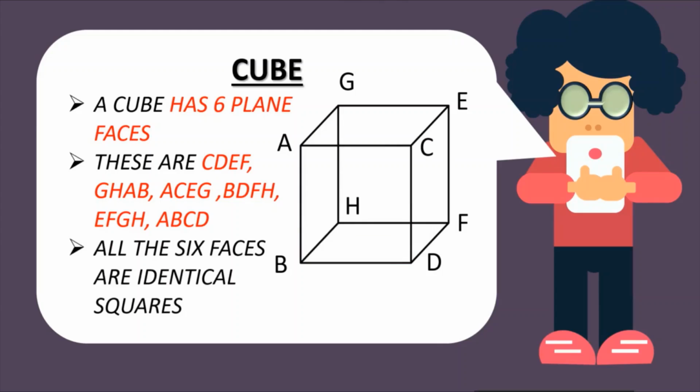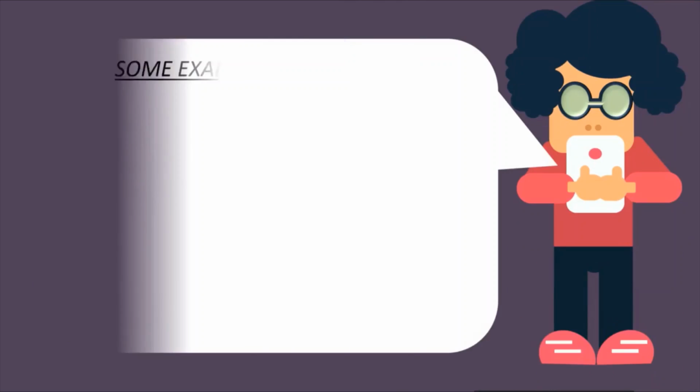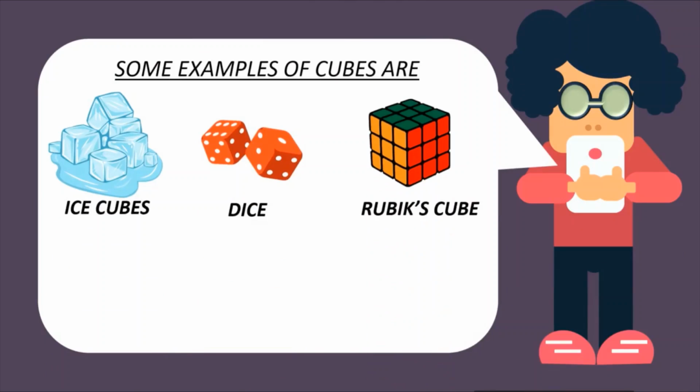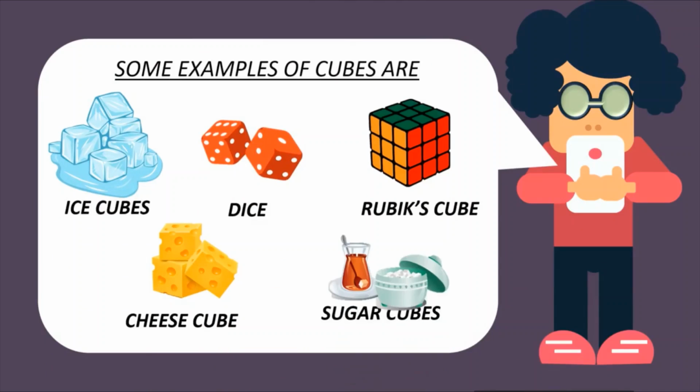So let us see some examples of a cube. Ice cube, dice, Rubik's cube, cheese cubes, sugar cubes. You may pick a Rubik's cube and find all the edges, faces and vertices of a cube.